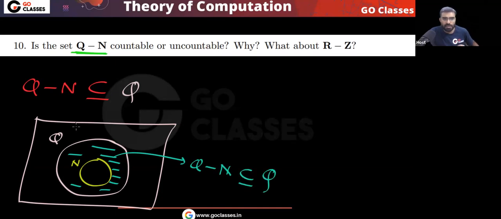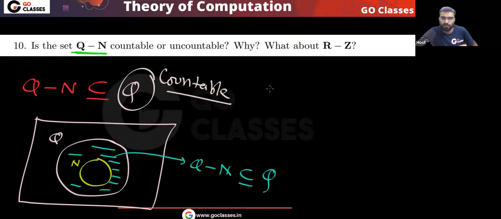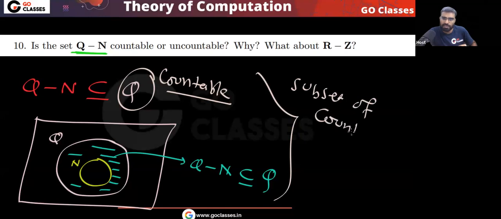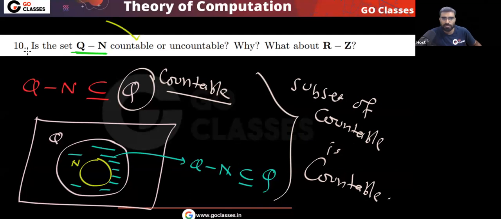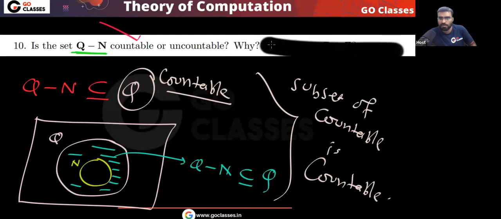Okay, so tell me, Q is countable. Subset of countable is what? Subset of countable is countable. Agree? So I can say Q minus N will be countable. Is this clear? Please tell me. Understood? Yes or no? So far we have done this, and you can see this will be countable.